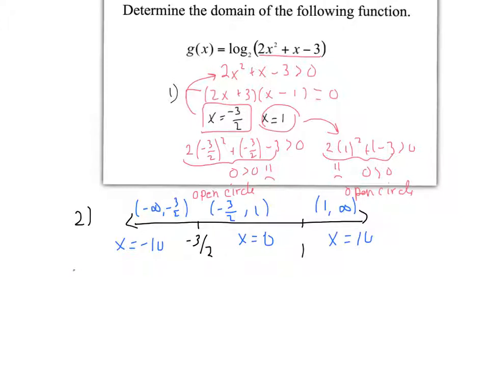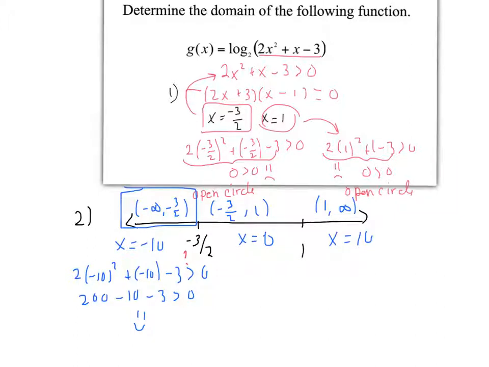So let's see. 2 times -10 squared plus -10 minus 3. Is this greater than 0? That's the question. So -10 squared is 100. 2 times 100 is 200. So 200 minus 10 minus 3. I know this is going to be true. When I work this out, I know this is good. So let's keep this one. All right. What about 0? 2 times 0 squared plus 0 minus 3 is greater than 0. Well, when I work this out, I get -3 is bigger than 0. No, that's not true. That's definitely false. So we don't want this one.